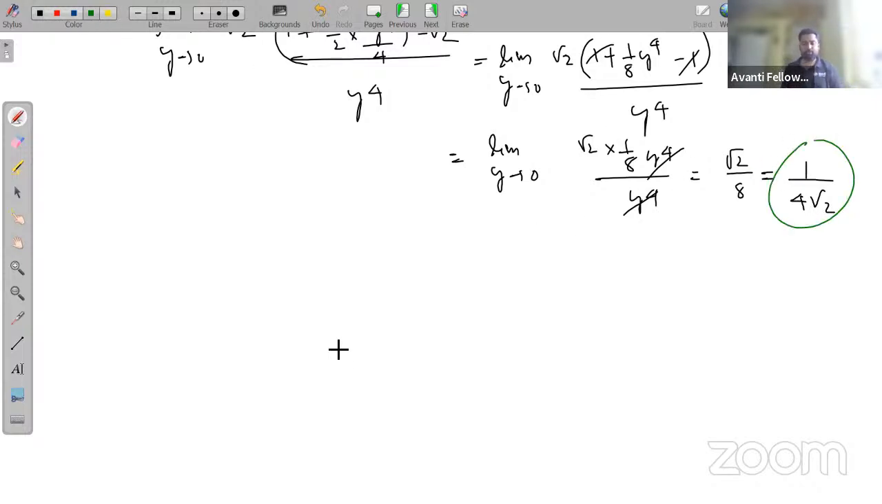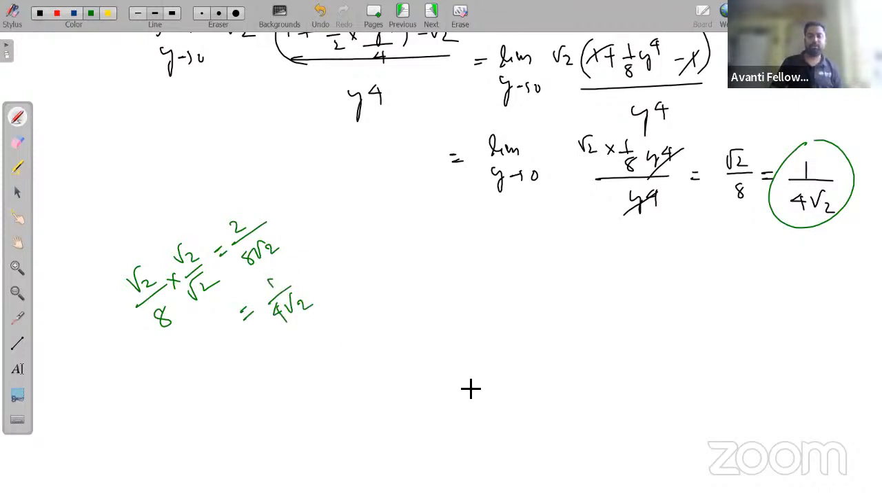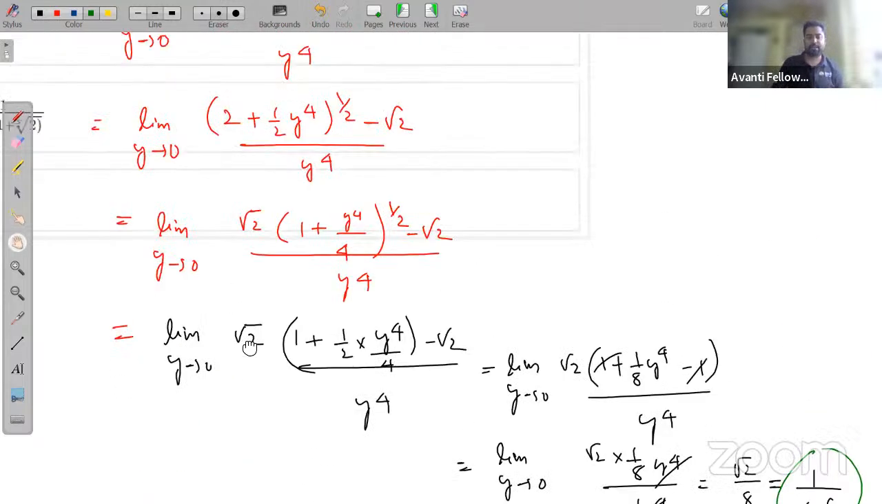1 by 4 root 2. Is it clear or not? Root 2 by 8 into root 2 by root 2, कर लो भाई. So this will be 2 upon 8 root 2. So this becomes 1 by 4 root 2. Yes or no? Clear? चलो बढ़िया है, बहुत अच्छा. So this is the answer for the second question.